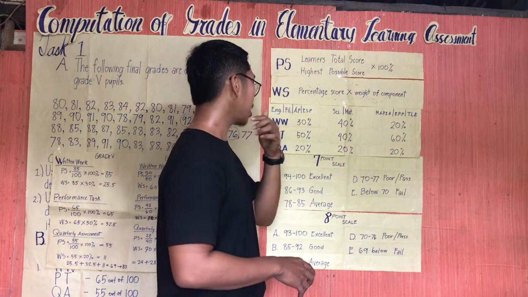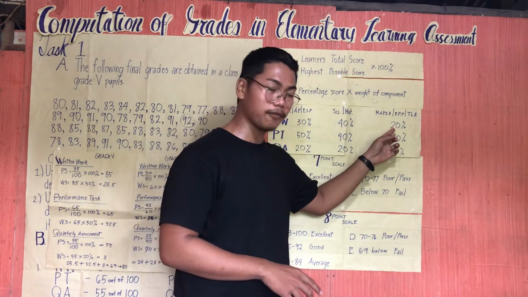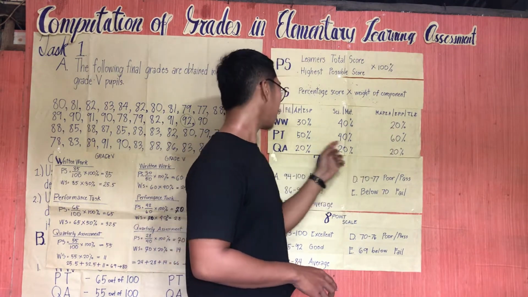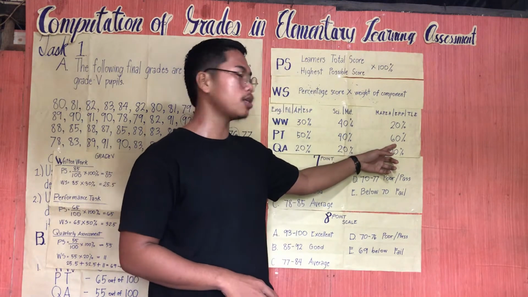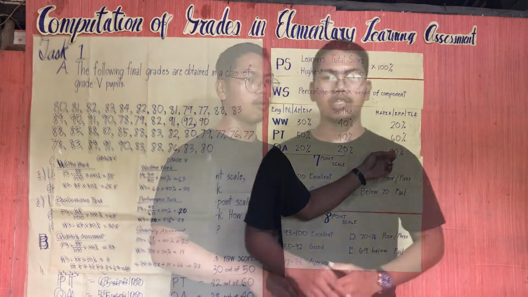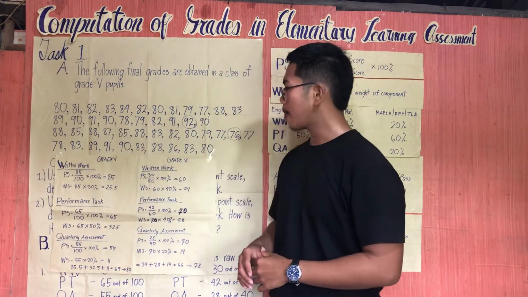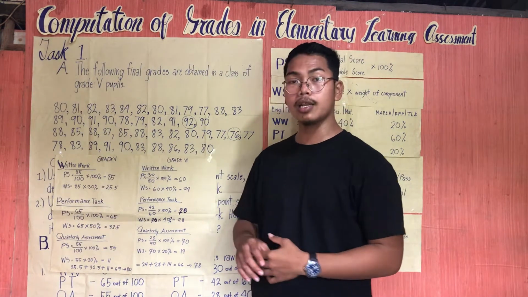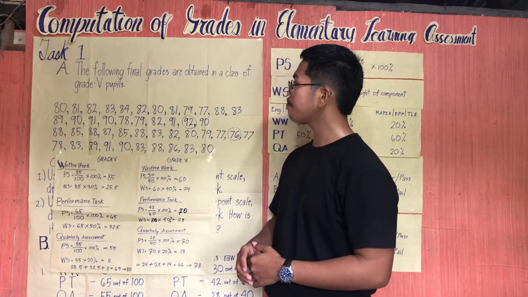And their corresponding weight of component is equal to 20%. And for their performance task is 60%. And finally, for the quarterly assessment is 20%. And so now we will try to solve the problem set in the performance task 1 section B.